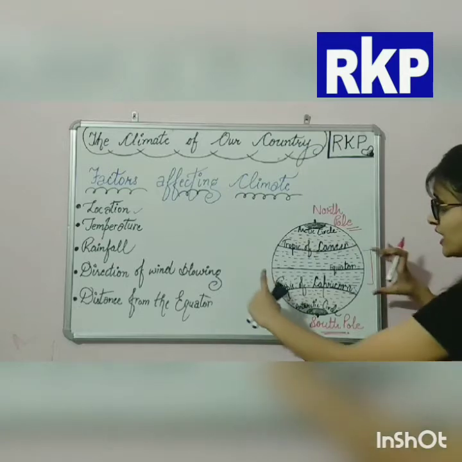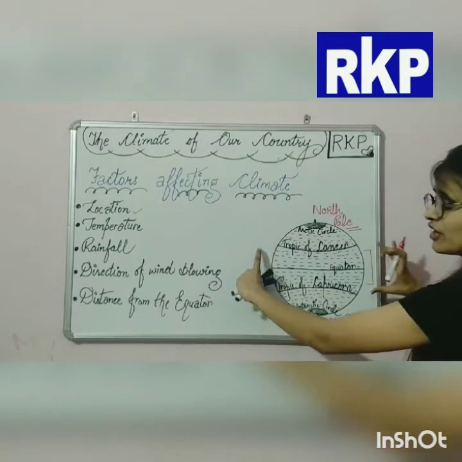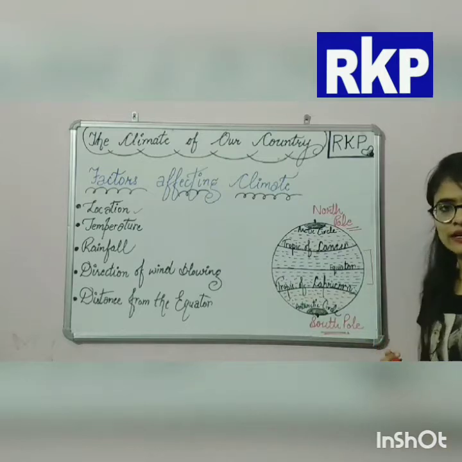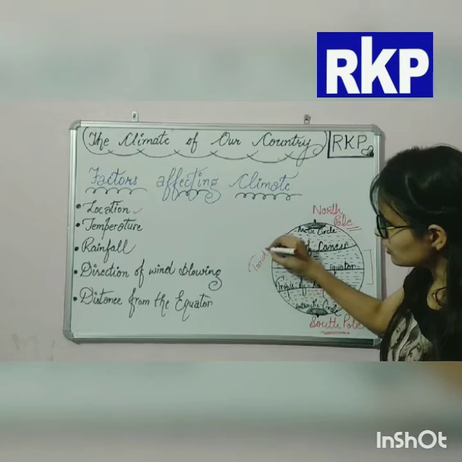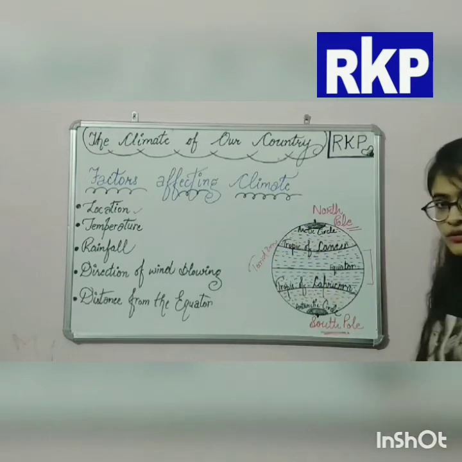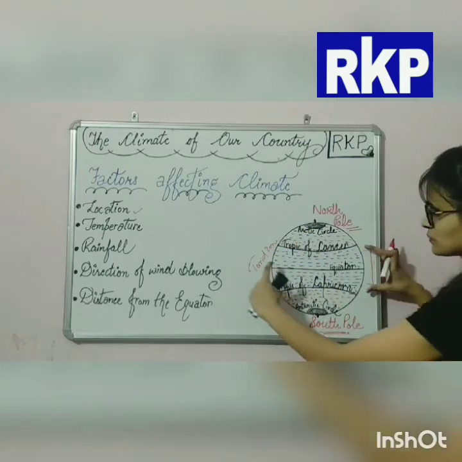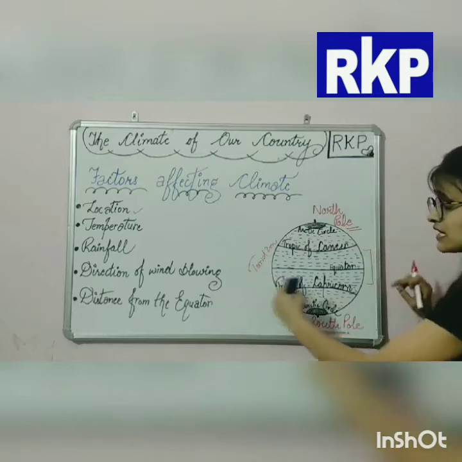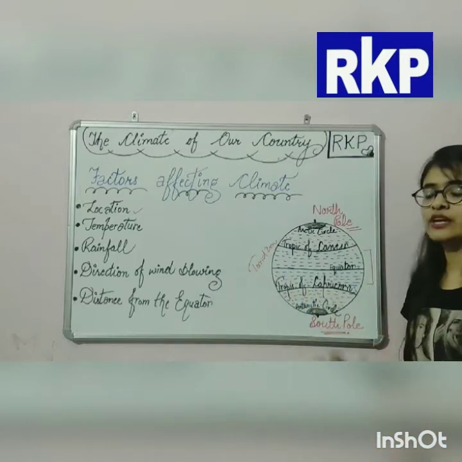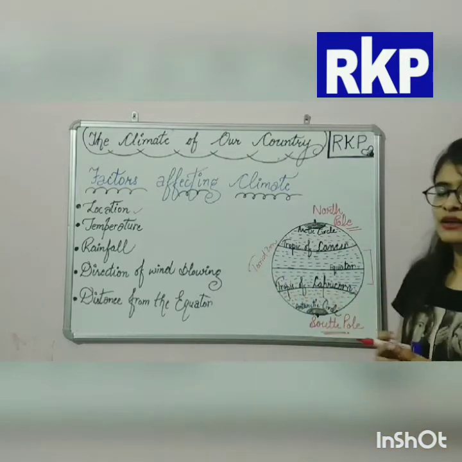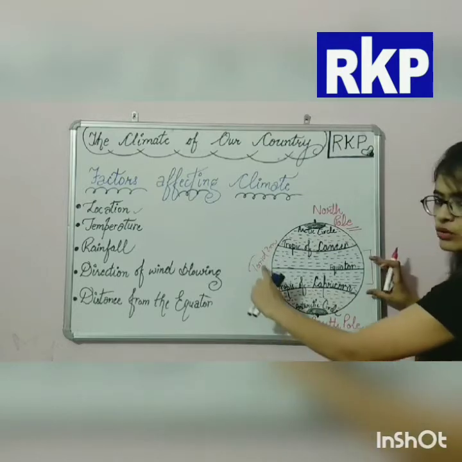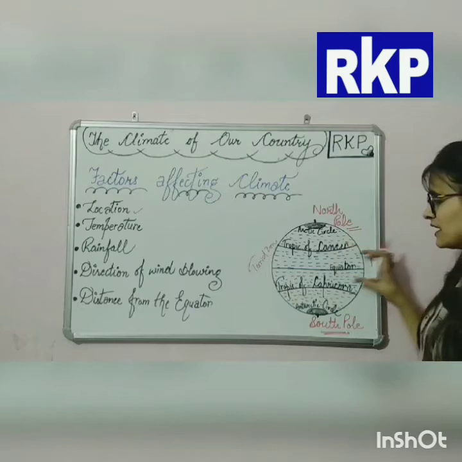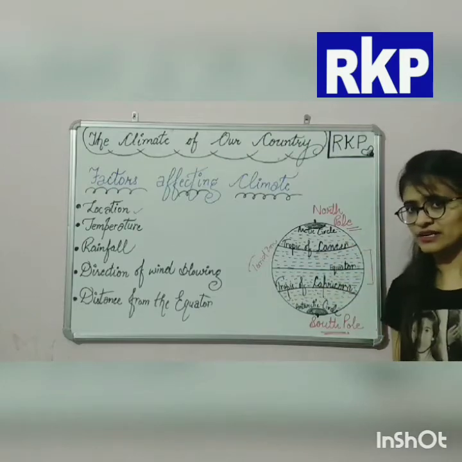So these parts experience similar climate conditions. That's why we have bound them in a single category, and that is the Torrid Zone. Which zone? Torrid Zone. So this part is the Torrid Zone, or we can say that this is the Equatorial Belt. Equatorial Belt means the areas located near the equator. So this part experiences the same climate conditions.